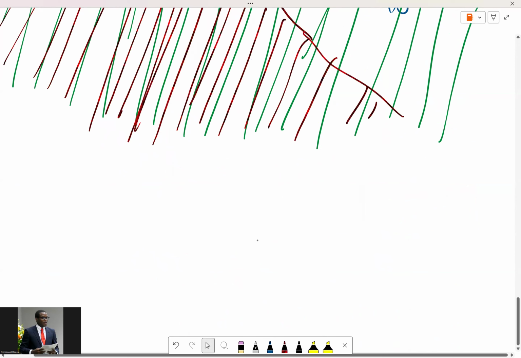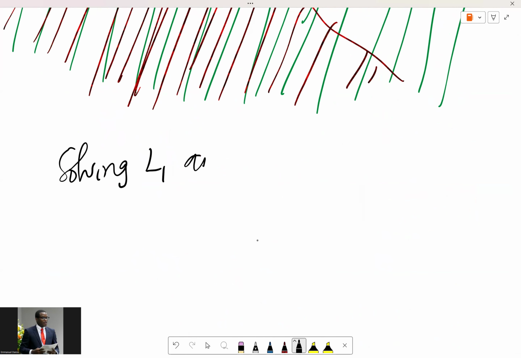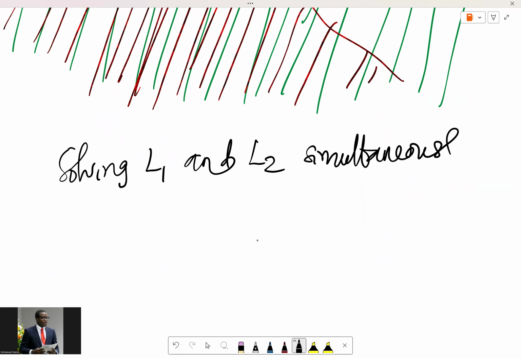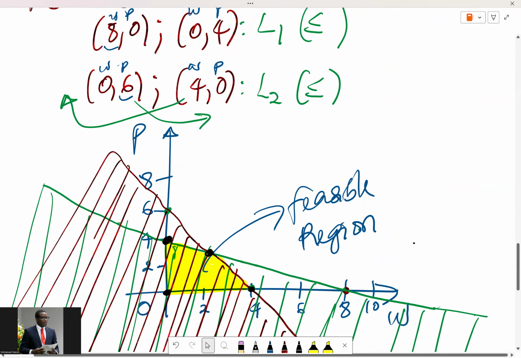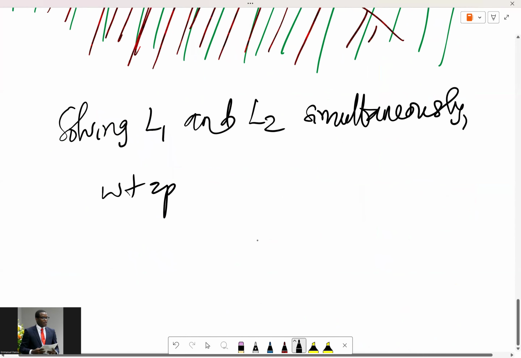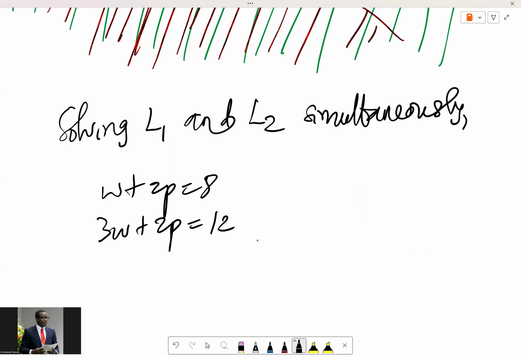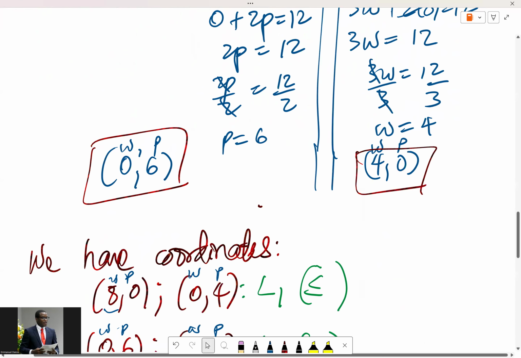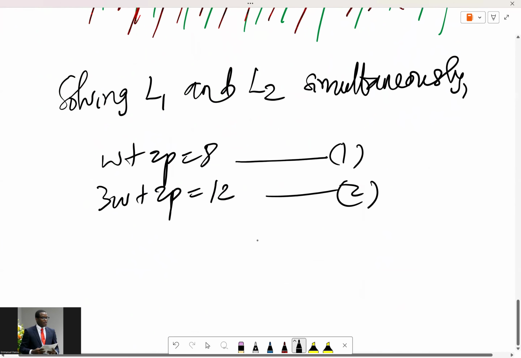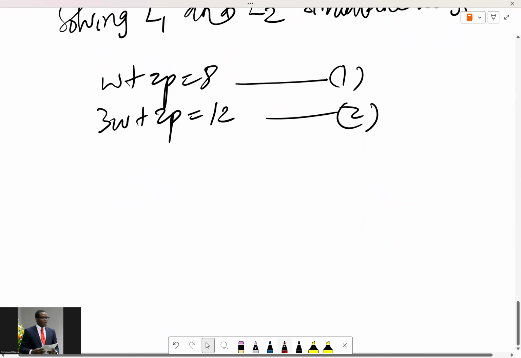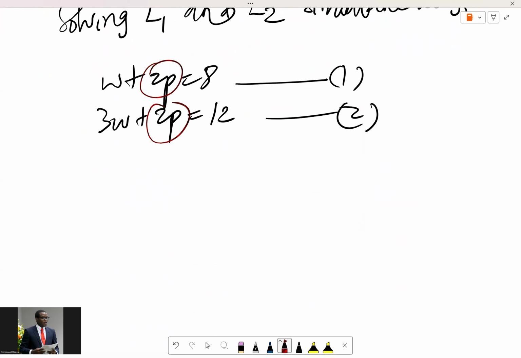So we can say solving L1 and L2 simultaneously. L1, you remember, is W plus 2P equals 8. And L2 is 3W plus 2P equals 12. You can call this equation 1 and this equation 2, for instance. But interestingly, you can already see that 2P and 2P are the same. So we have a very easy way to go.